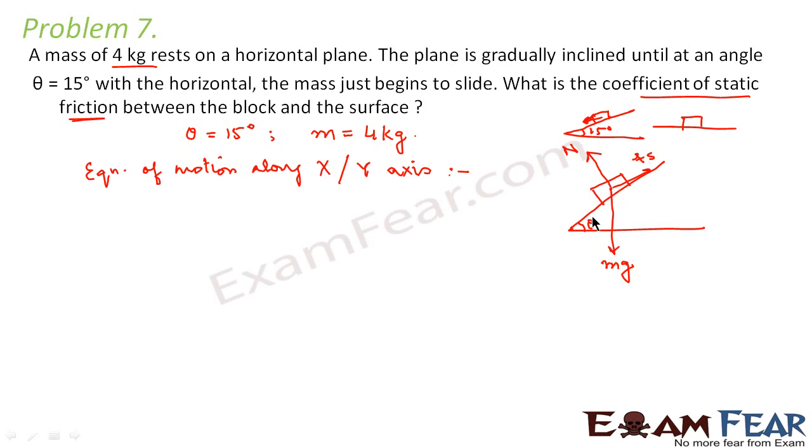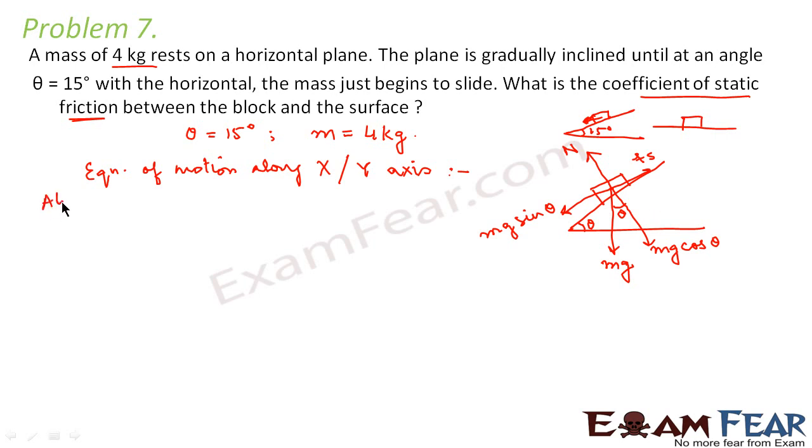Now if this is mg, this is theta. This angle will also become theta. So if this is mg, this is theta, so what will be this? This will be mg cos theta. And what will be this? This would be mg sin theta. Right? Now it is very simple for you to find the equation.